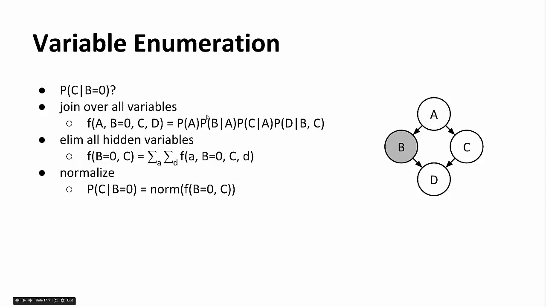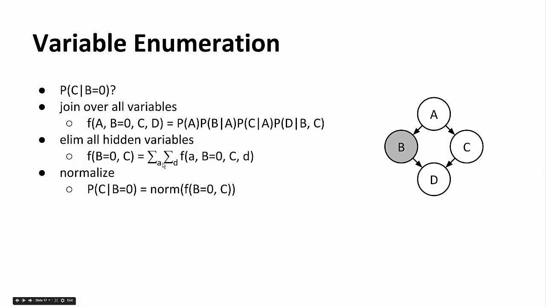For variable enumeration, we're going to have basically three steps. In the first step, we'll join over all of the variables, combining all of the probability tables into one huge joint probability table. Then we're going to eliminate all of the hidden variables. By the way, a hidden variable refers to any variable that's not evidence or query. So any variable that doesn't appear in our query is a hidden variable.